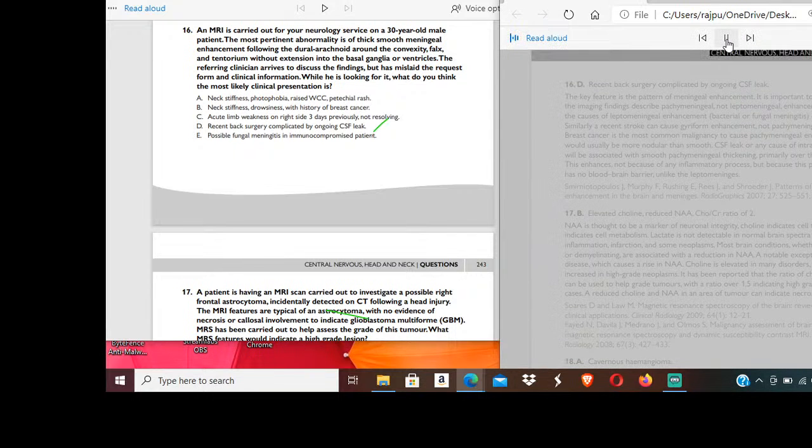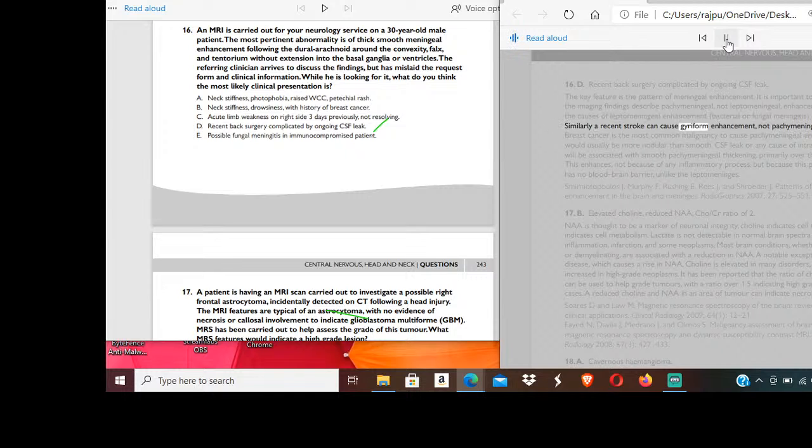Central nervous, head and neck answers 265. 16. D. Recent back surgery complicated by ongoing CSF leak. The key feature is the pattern of meningeal enhancement. It is important to recognize that the imaging findings describe pachymeningeal, not leptomeningeal, enhancement, and as such the causes of leptomeningeal enhancement, bacterial or fungal meningitis, can be discounted.